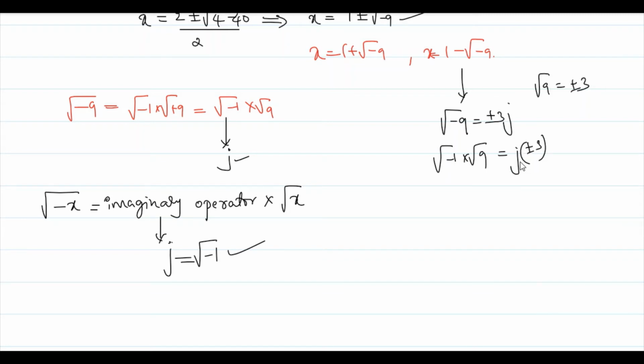Similarly, in this particular case, we have plus 3j or minus 3j. We call these two numbers imaginary numbers.